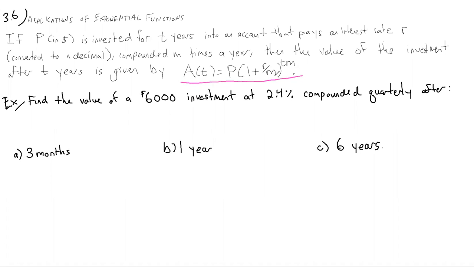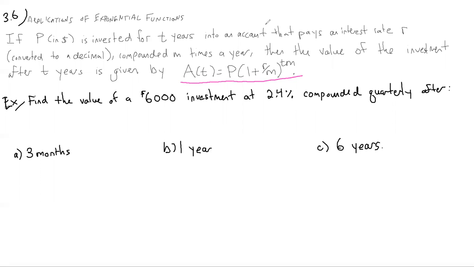Most of us have savings accounts where interest is compounded once every month, so that would be m equals 12. Different types of investments have different accumulation periods, so you just have to read the question to see what you're going to set for m. We'll go through the first two examples, which will hopefully highlight where this formula comes from, and then do a longer-term one where it's not really practical to calculate by hand. We're going to find the value of a $6,000 investment at 2.4% compounded quarterly after these 3 different time frames.